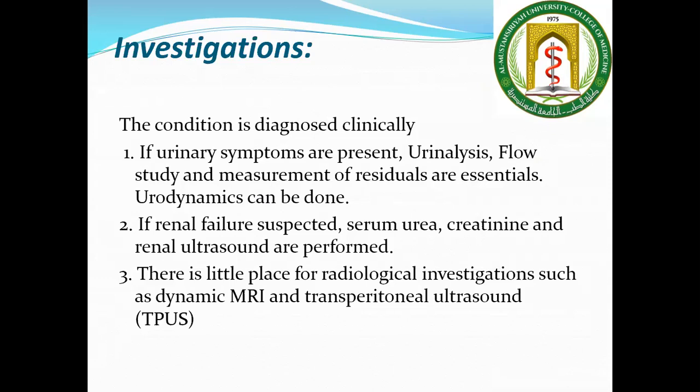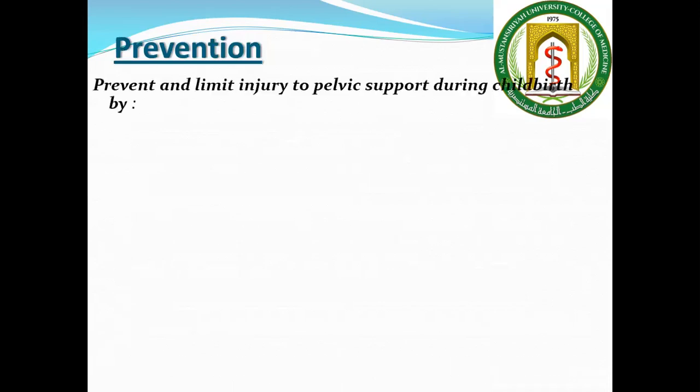For cases of rectocele, we can do radiological investigations, dynamic magnetic resonance imaging, and transperitoneal ultrasound. Prevention of prolapse. How do you prevent the prolapse? Prevention is by limiting the injury to the pelvic support during childbirth.